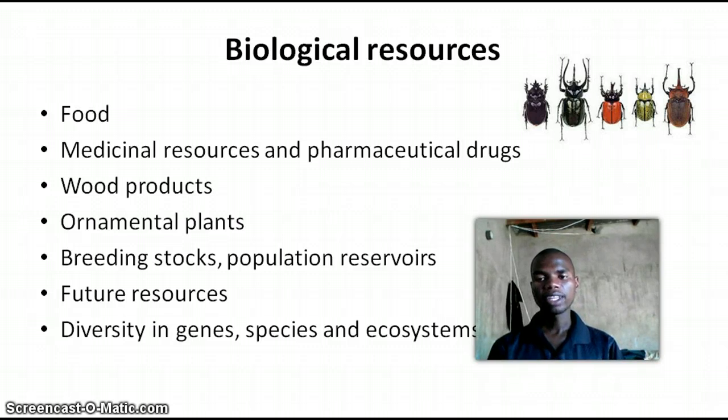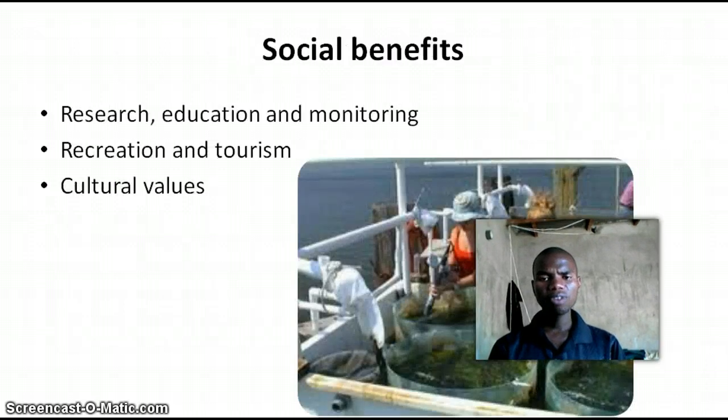Diversity in genes, species, and ecosystems, as you can see in the pictures on the top right. All of these are beetles, but they're different according to what they eat, due to the genes that they have inside. And then we've got the social benefit, which is where we do our research, education, and monitoring. The lady in the picture is doing research.